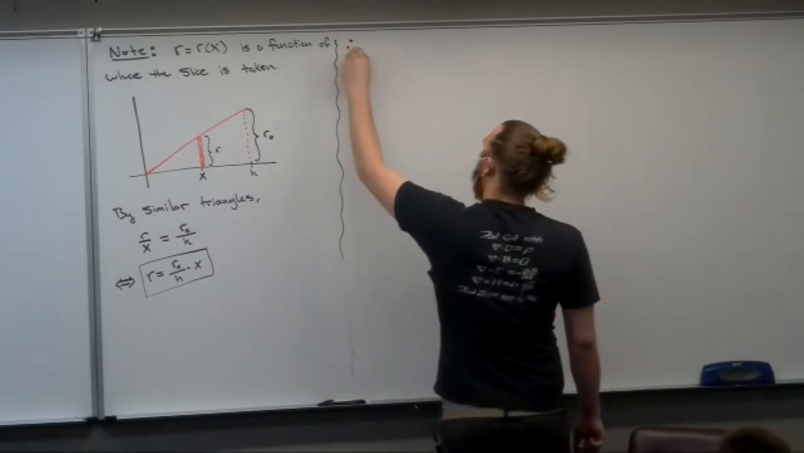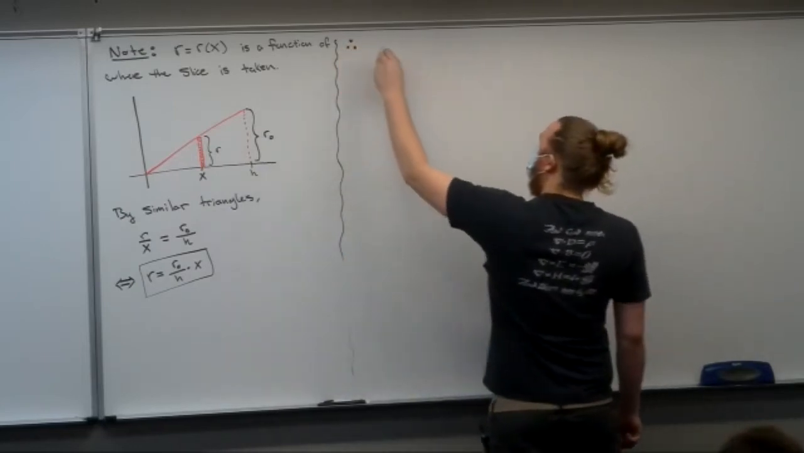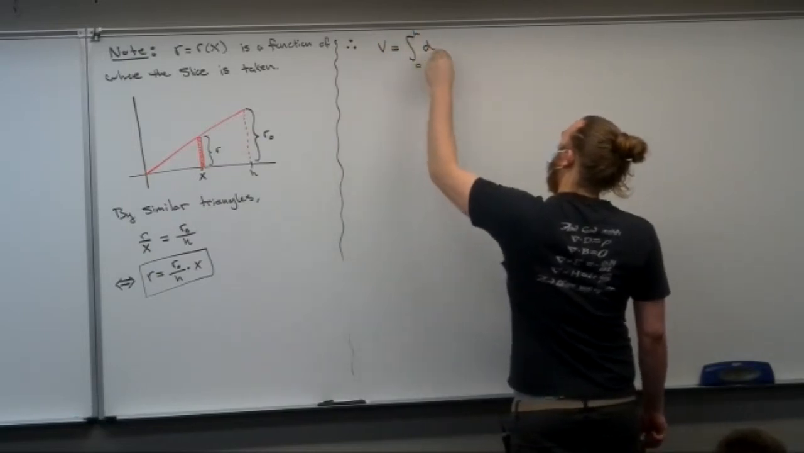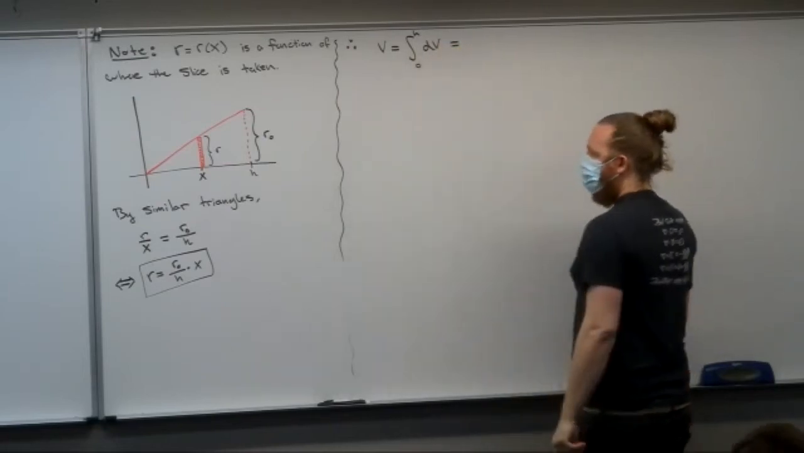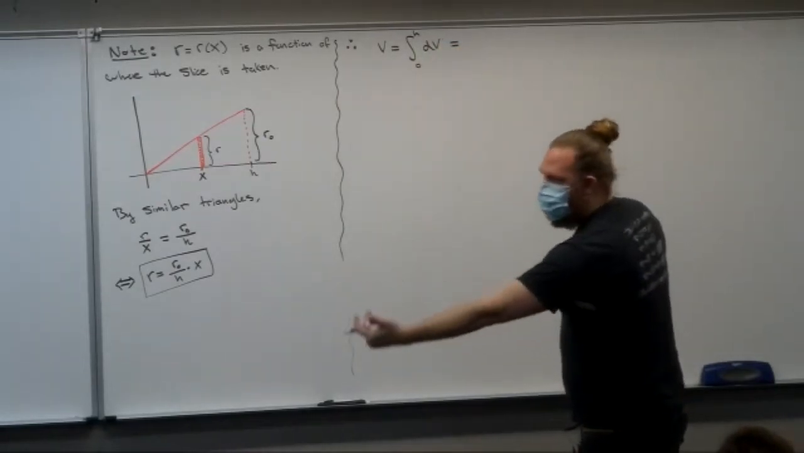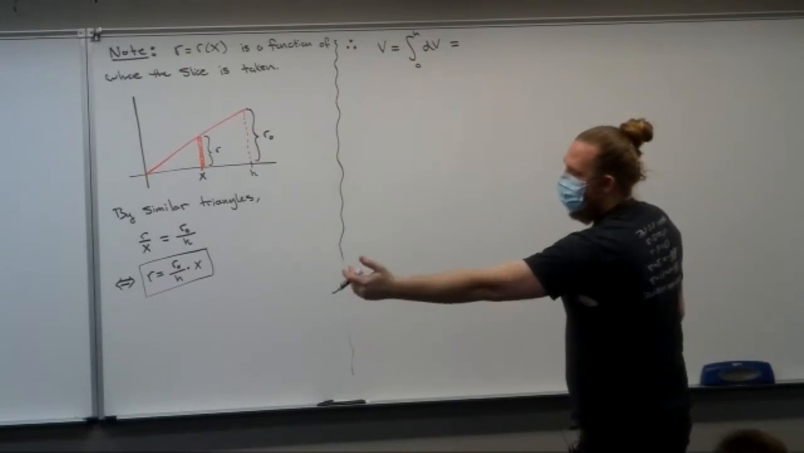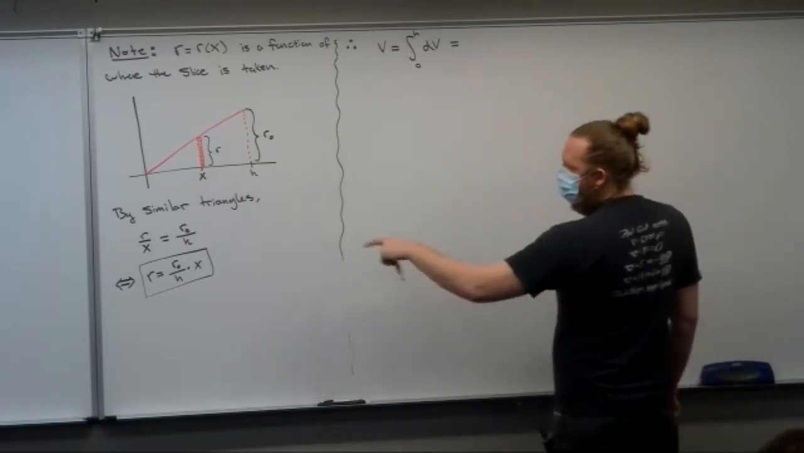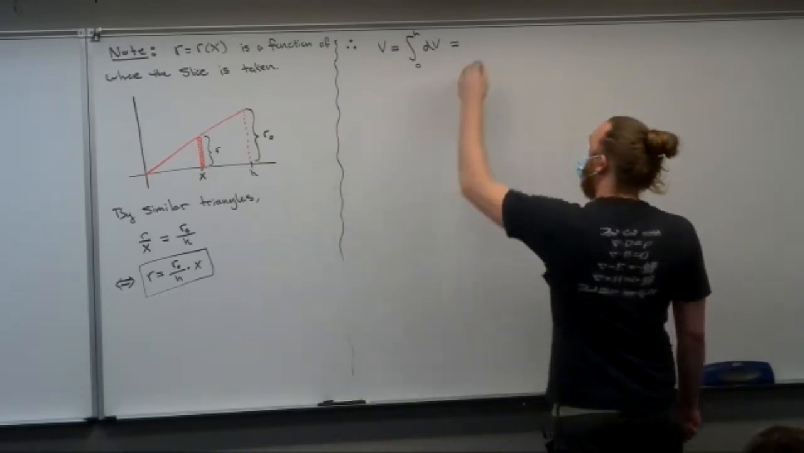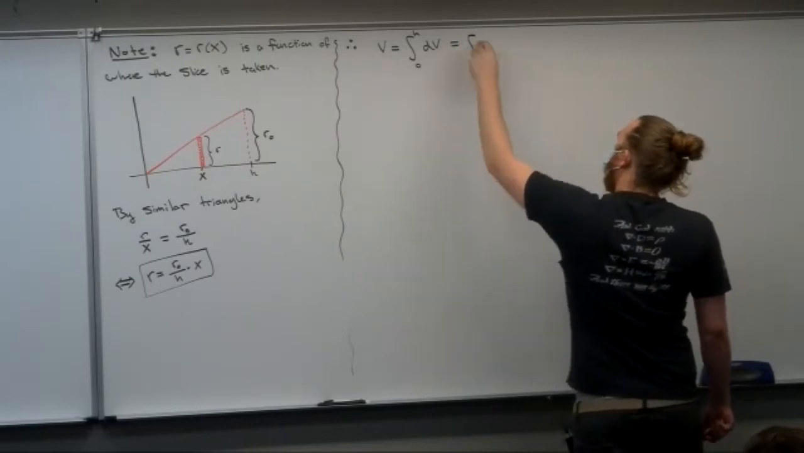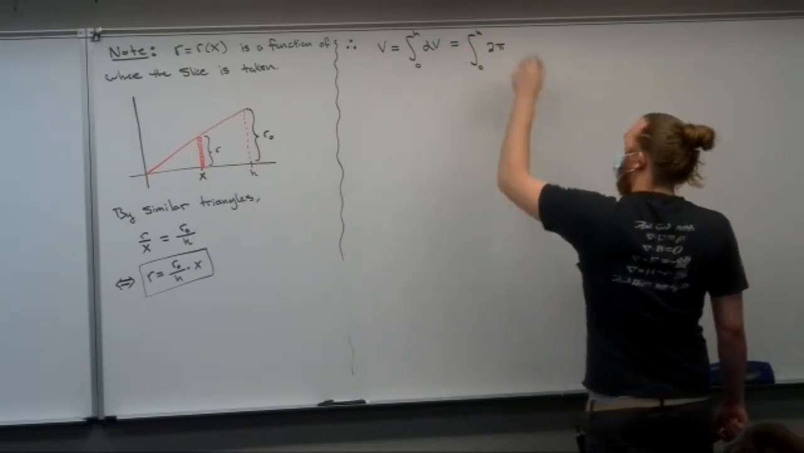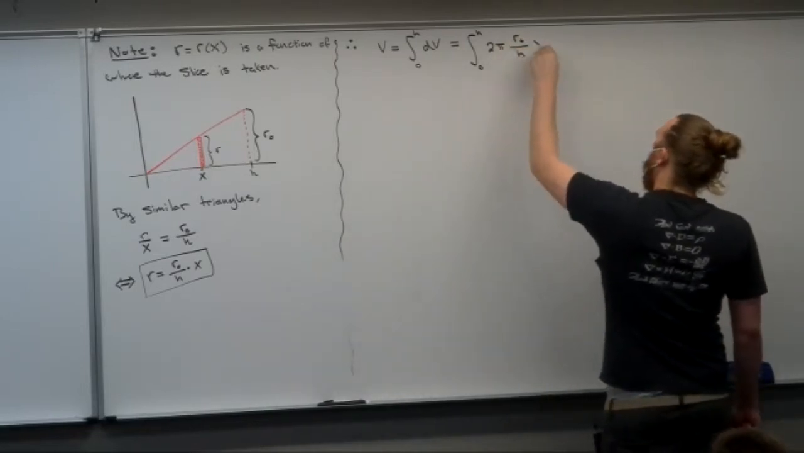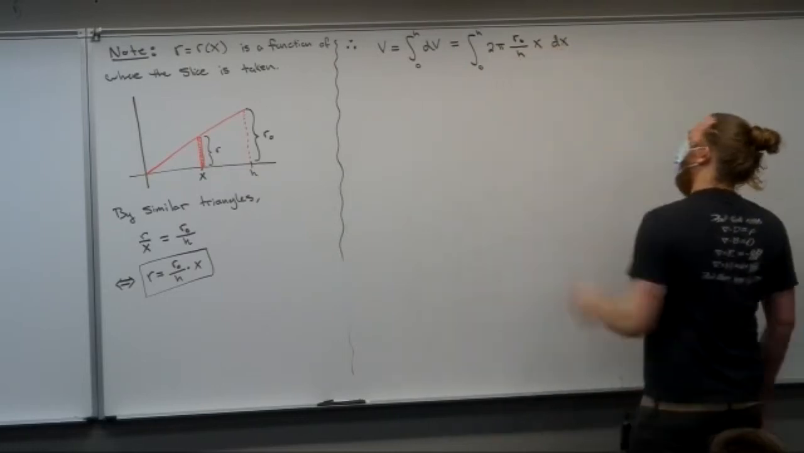Therefore, the volume of my cone is the integral from x equals 0 to x equals h of dv, the volume of the slice. And I think of that slice as sliding through the cone from over there at the far left where x is equal to 0 to over here at the far right where x is equal to h. That dv is 2 pi r dx. So this is the integral from 0 to h of 2 pi times my radius, which is R0 over h times x dx.